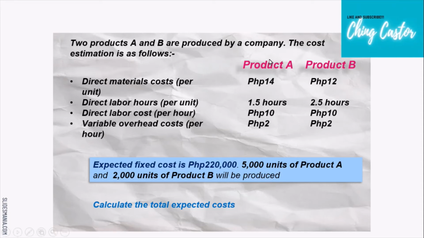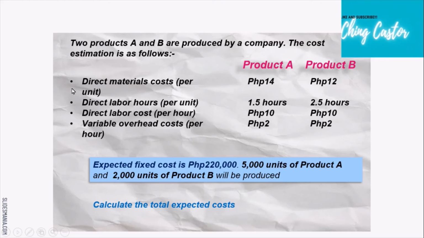So we have product A and product B. So we have direct material, direct labor, and the variable overhead costs. For the direct materials, we have 14 pesos per unit. And for the direct labor per unit is 1.5 hours. And cost per hour is 10 pesos. And for the variable overhead cost, we have 2 pesos per hour.